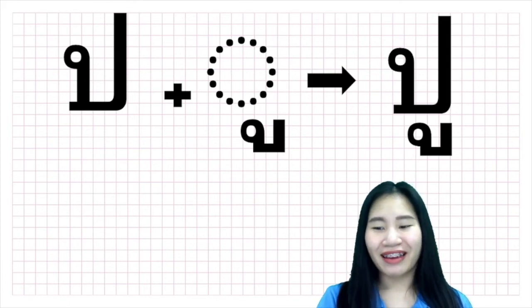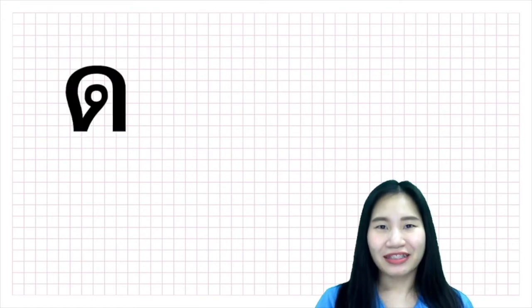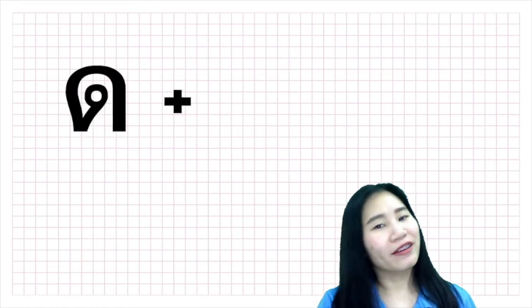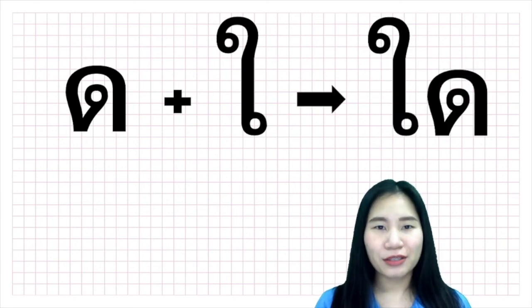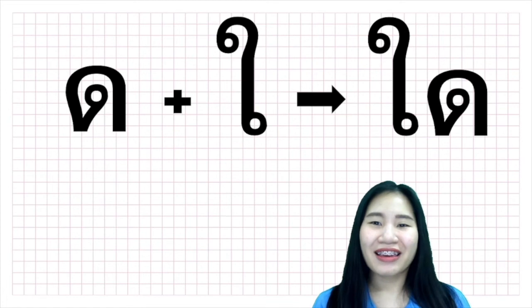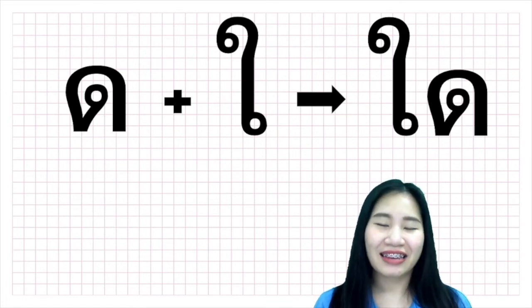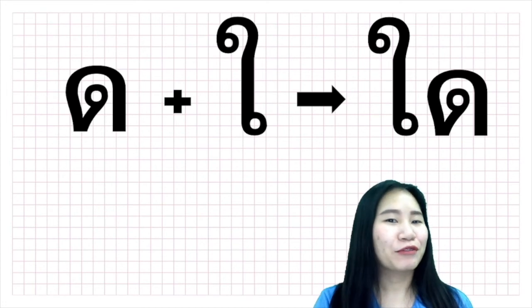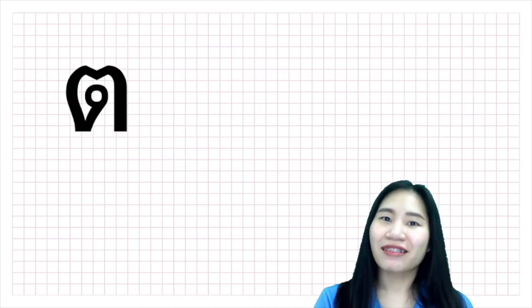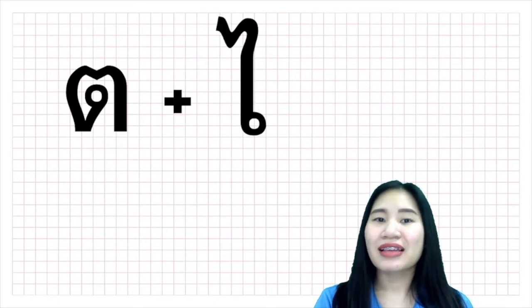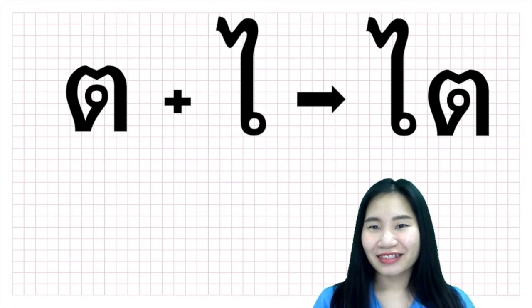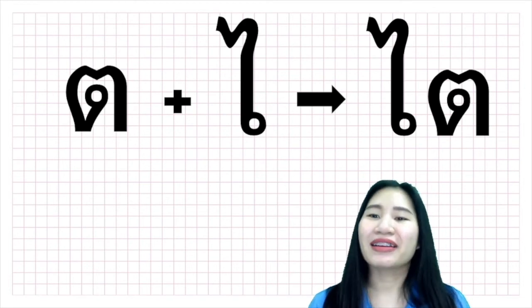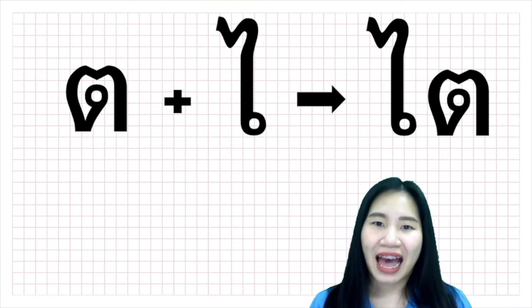Okay, next one. You got this letter and you got this vowel. And when you put together, how can you read this word? Great! This one is die. Then let's move to the next word. You got the turtle. T. And the vowel is I. And how can you pronounce this word? Excellent! This one is tai.